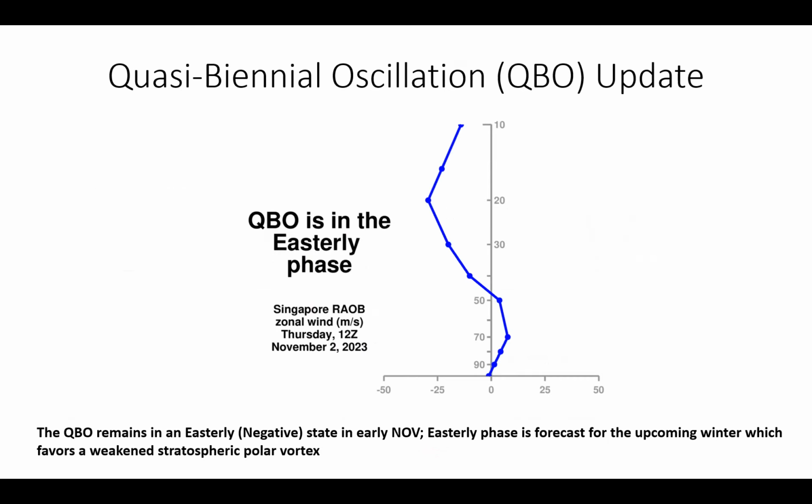Looking at the latest quasi-biennial oscillation, or QBO, update. Now, this was taken from a weather balloon launch, a radiosonde observation from Singapore, looking at zonal winds in meters per second. This was launched yesterday morning at 12 Zulu on November 2nd, 2023. One thing you notice here, we are in a negative easterly phase.